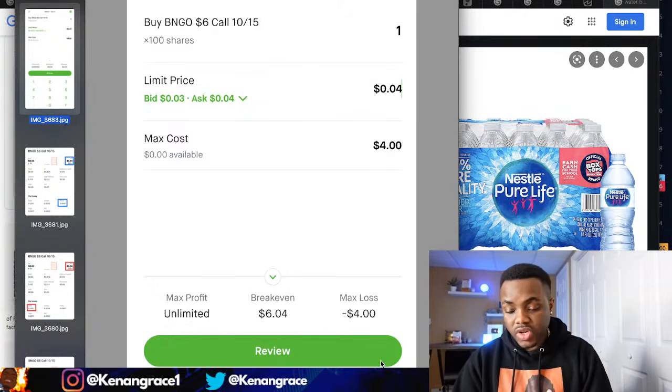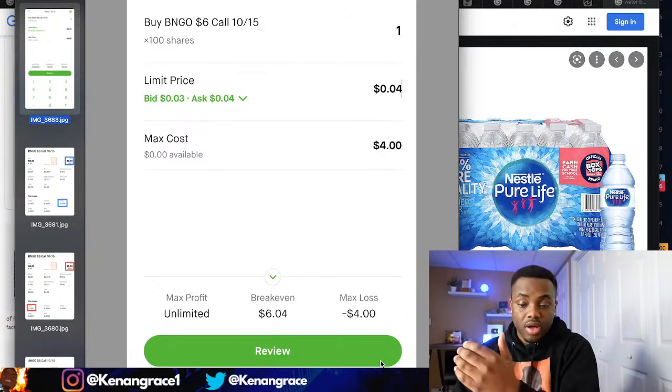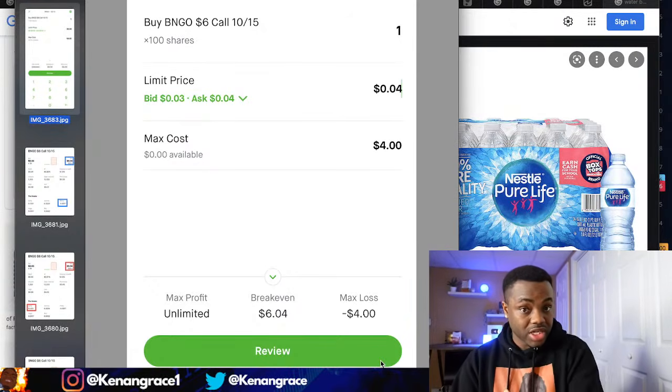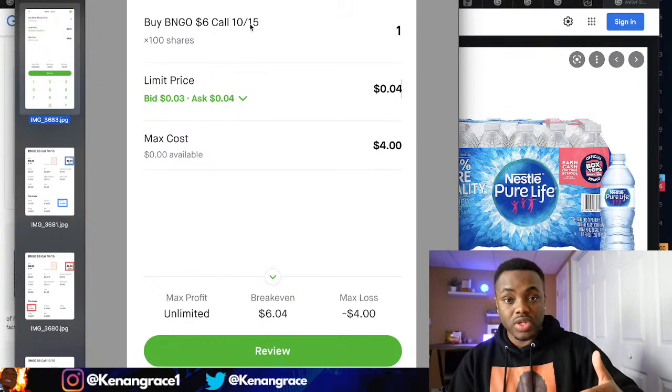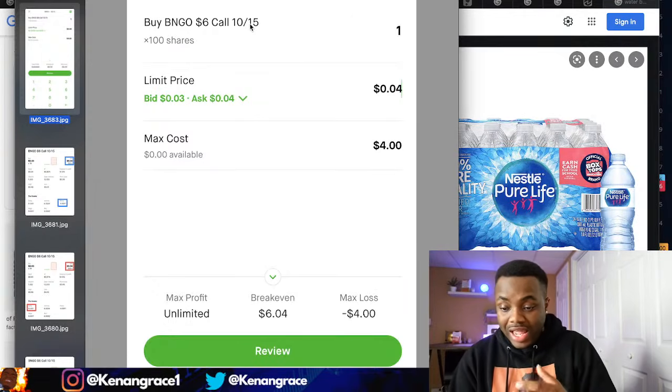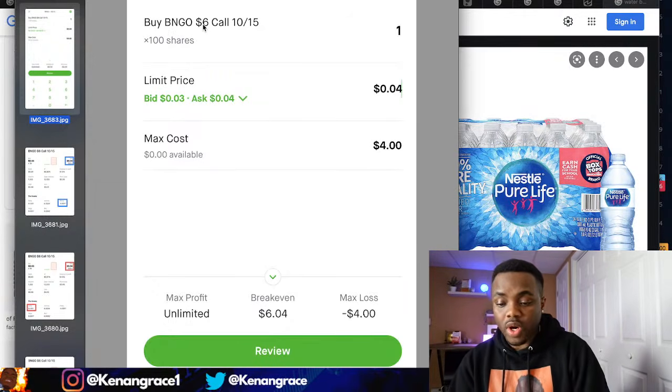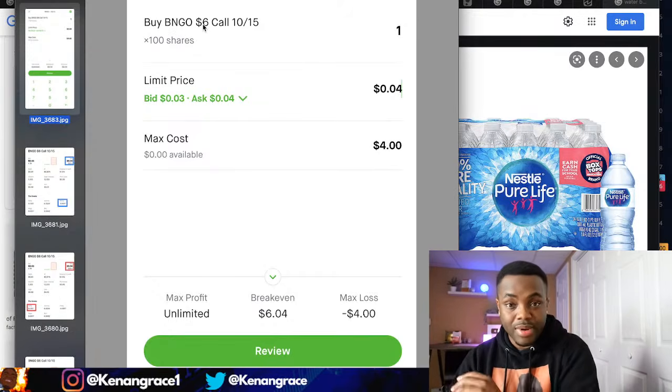An option contract basically gives you the right to purchase, or in this case, a call option contract gives you the right to purchase 100 shares at the strike price by the date that you chose. However, we don't tend to hold because we're not really looking to get into 100 shares of this. We're looking to sell this contract to somebody else.